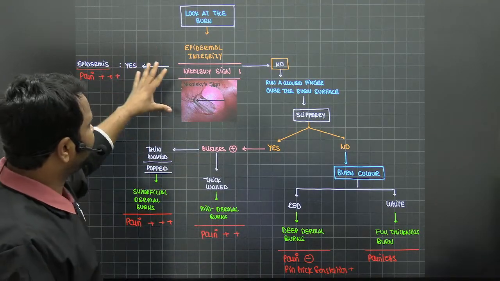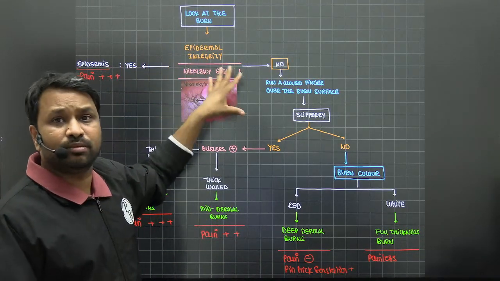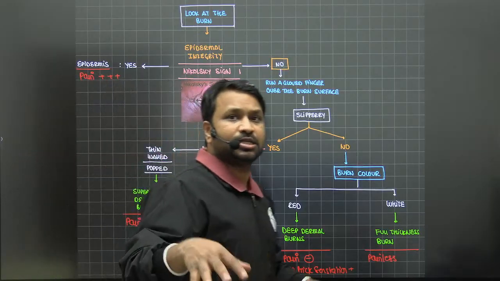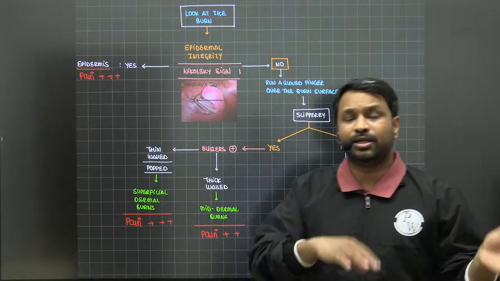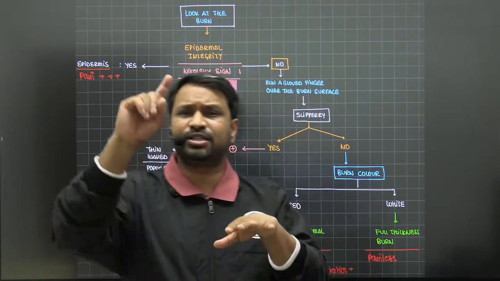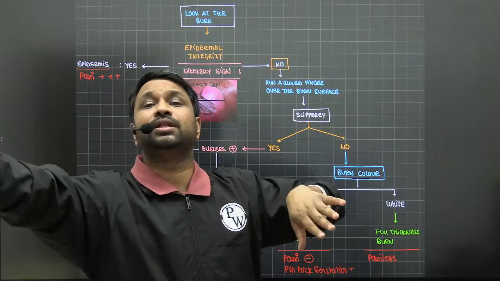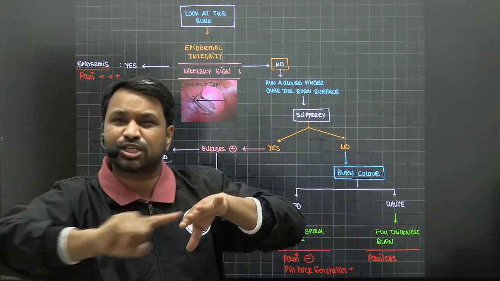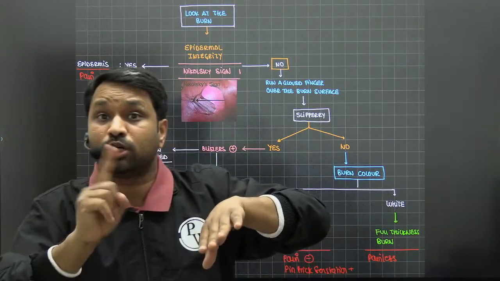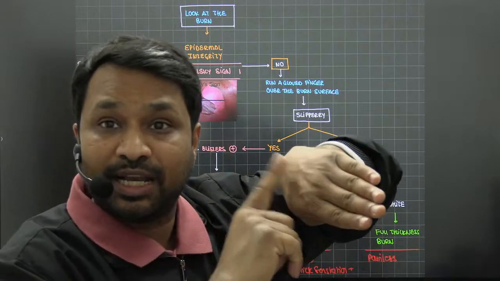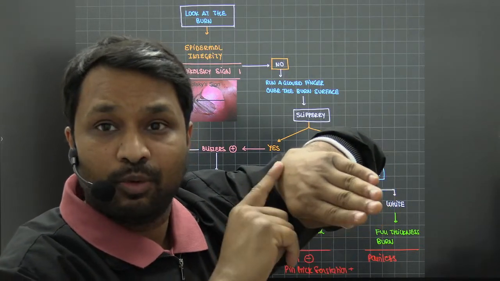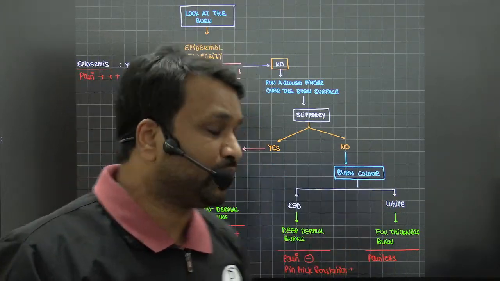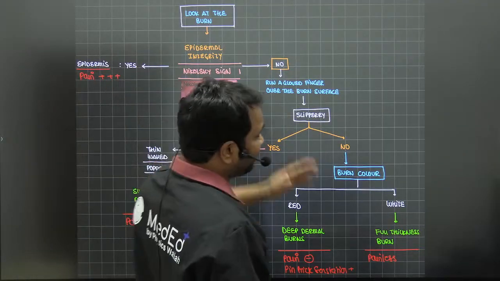So look at the burn first and then look at the epidermal integrity. The epidermal integrity is assessed with the Nikolsky sign, positive or negative. Nikolsky sign positive is when you take your finger and swipe it, and the skin peels off without any resistance. But you are not supposed to exert any pressure. Gently put your finger and just swipe it. If the skin comes off, it is called Nikolsky sign positive. That means you have lost the epidermal integrity.